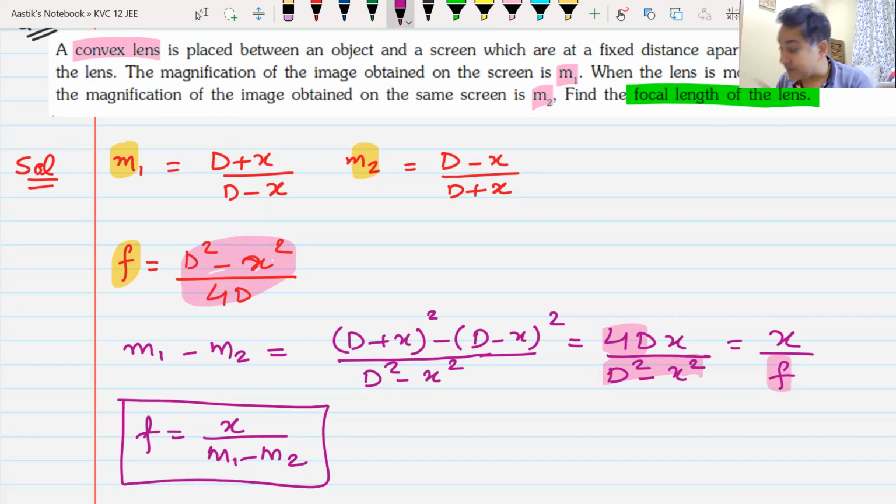Another one of those formulas. Remember, if I had given this formula beforehand, you would have done nothing. You would have smiled and said f equals d upon m1 minus m2. Life becomes so simple. But if that formula is not known to you, life becomes a bit tough. But it does not become impossible.